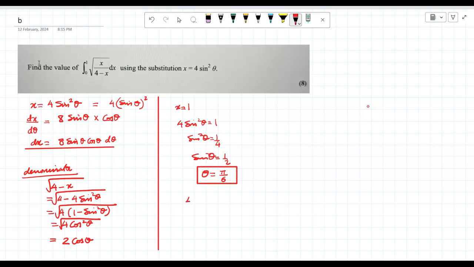Then when your x is 0, 0 is 4 sin square theta, so sin of theta is 0, so theta is 0. Then you substitute everything and integrate. So what will happen?